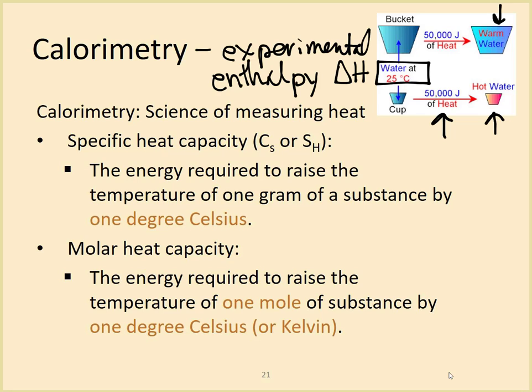Calorimetry is the science of measuring heat. You need to know the specific heat capacity, or the specific heat constant, and it is the energy required to raise the temperature of 1 gram of the substance by 1 degree Celsius, or, because 1 degree Celsius is equal to 1 Kelvin, also 1 Kelvin. The molar heat capacity, instead of just having 1 gram of it, we would have 1 mole of it. And this specific heat constant should be given to you, or you should be given enough data that you can solve for it.